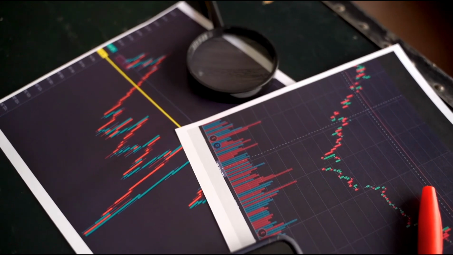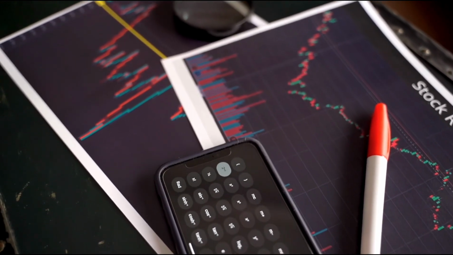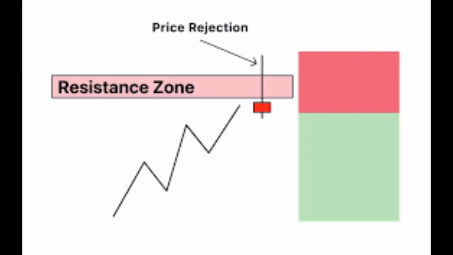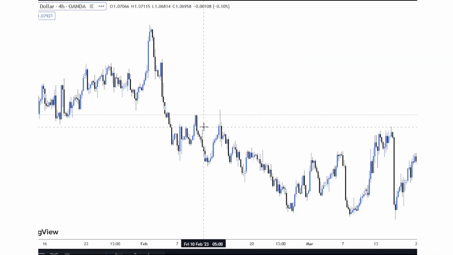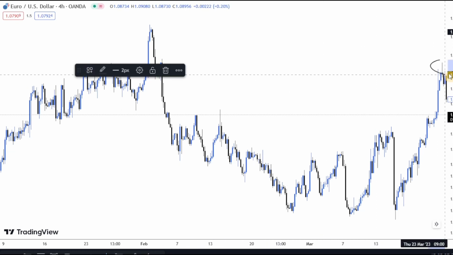Now, guys, we're going to be looking at the hammer candlestick pattern. It's a powerful candlestick pattern that can be found at the resistance level or the support level. The hammer candlestick pattern is divided into the inverted hammer and the hammer. These are powerful candlestick patterns that when found at the resistance level indicate strong momentum for sellers. So right now we're going to be looking at an example of the hammer candlestick pattern on the trade which I took on the euro US dollar.